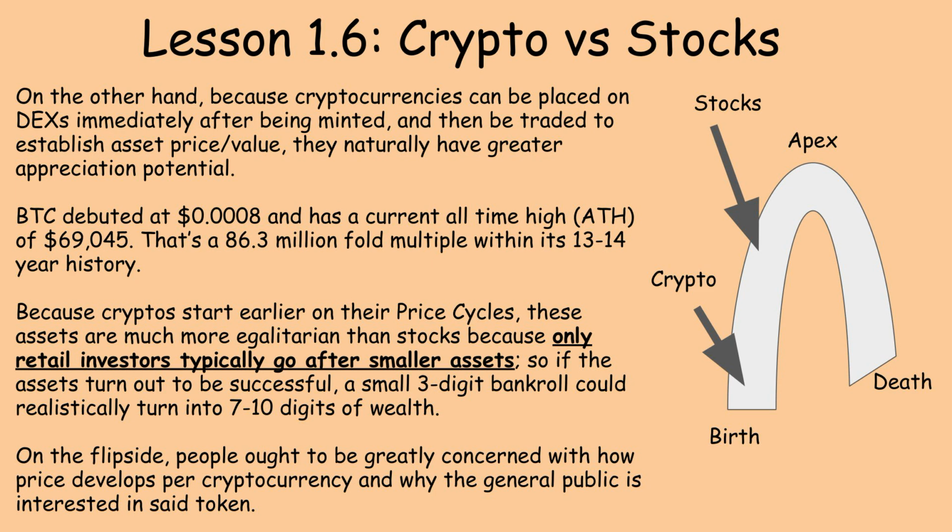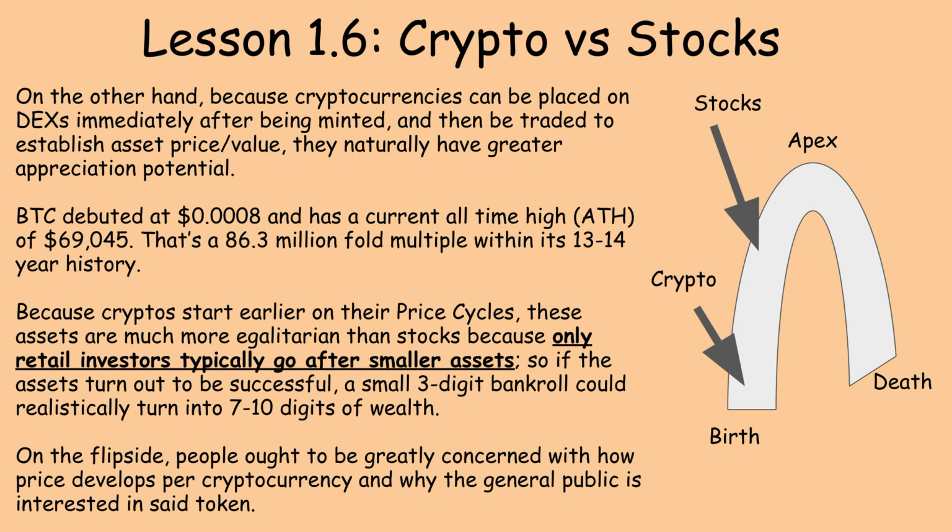So Bitcoin debuted at $0.008 and has a current all-time high of $69,045 according to CoinGecko. When you do the math, that's an 86.3 million fold multiple, only done within its 13 or 14 year history. Because cryptos start earlier on their price cycles, these assets are much more egalitarian, in my opinion, than stocks, because only retail investors typically go after smaller assets. So if the assets turn out to be majorly successful, a small 3-digit bankroll could realistically turn into 7 to 10 digits worth of wealth.